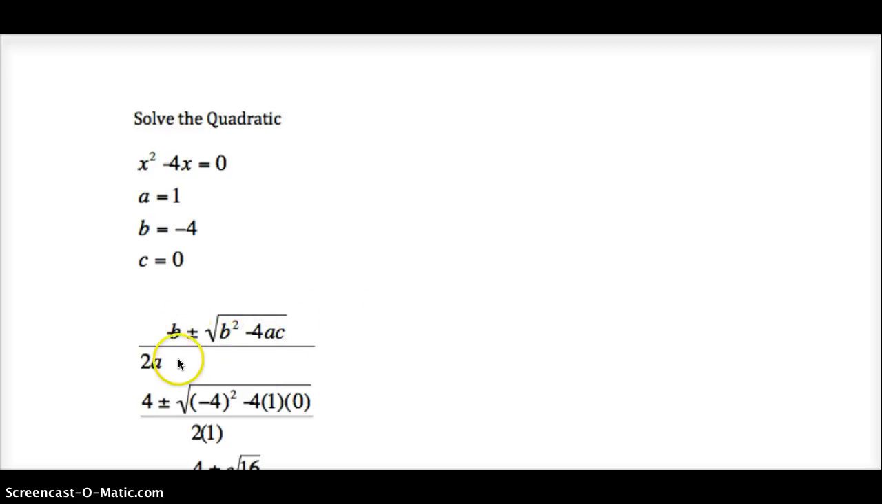On the next line, I have plugged in all of my a, b, and c values. As b is -4, when it gets plugged into the front of the equation, it turns positive. So I have +4 plus or minus the square root of -4 squared. Be sure to put that in parentheses as it will affect the rest of the equation. -4 times a, which is 1, times c, which is 0, all over 2 times a, which is 2 times 1.